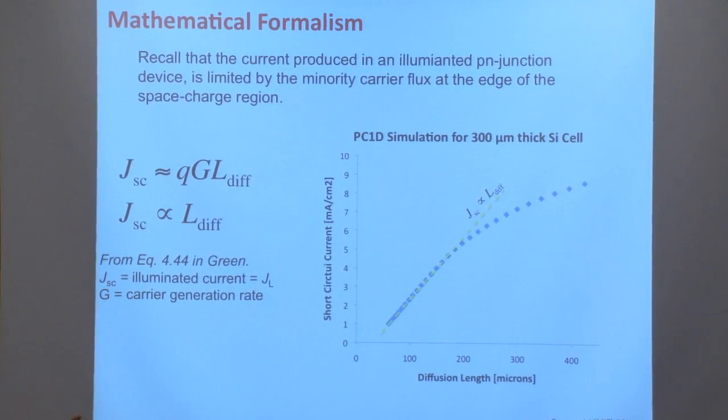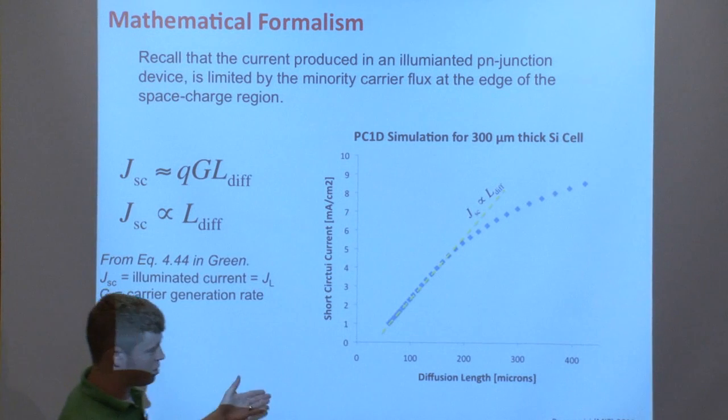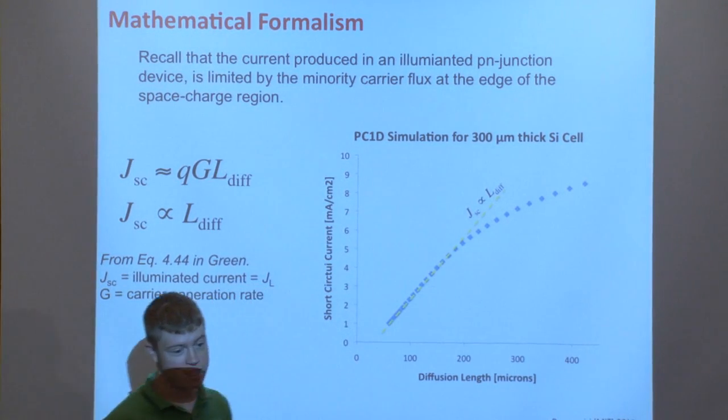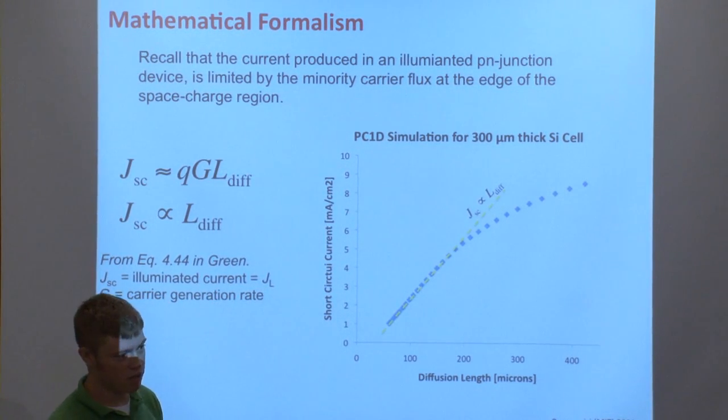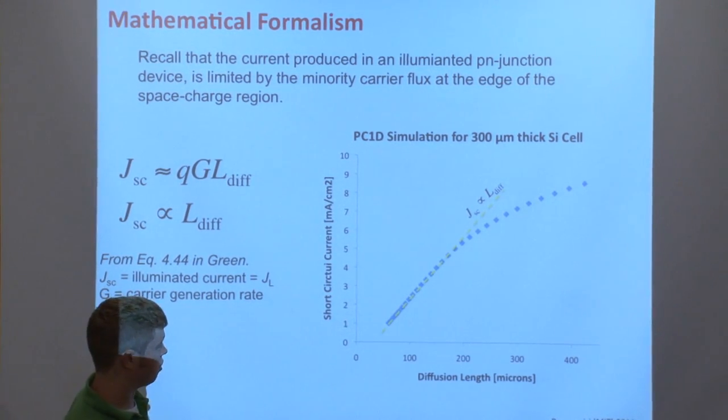But that's only true up to a certain point, right? So for example, if we have a diffusion length that's much longer than the device thickness, you get, again, diminishing returns as you go to longer and longer diffusion lengths.